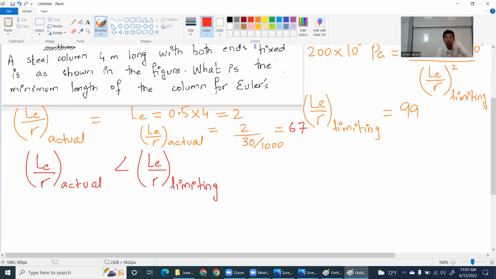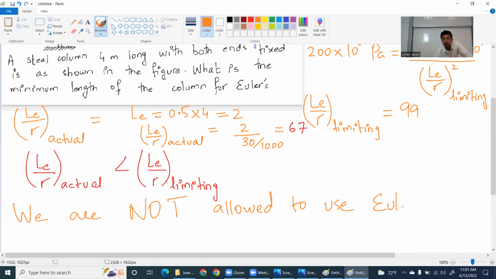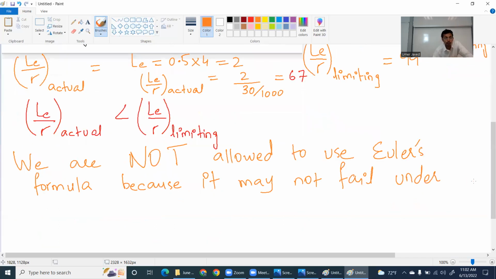So you will have to write: we are not allowed to use Euler's formula, because it will not fail under pure, so you will use the word pure here, under pure sole buckling, or it will not solely buckle.